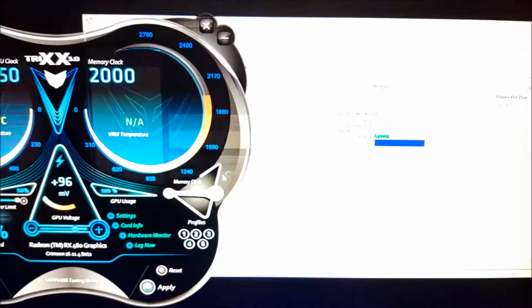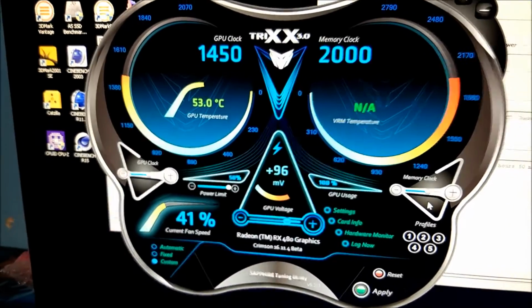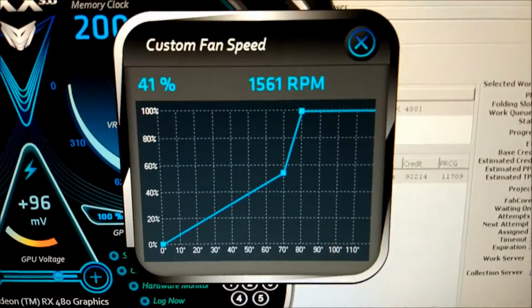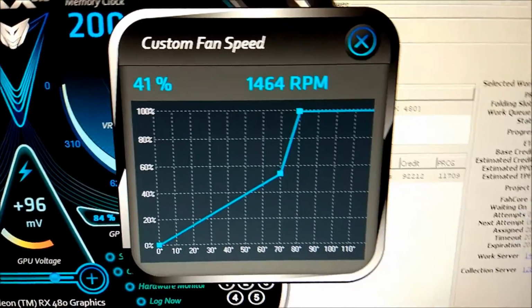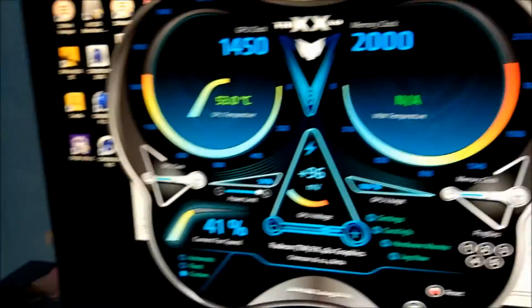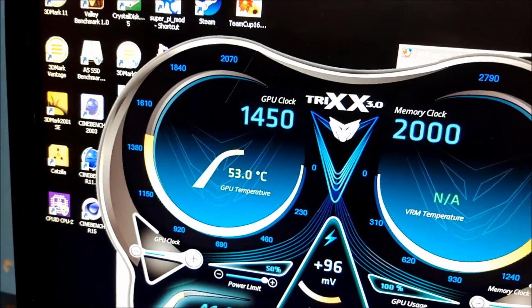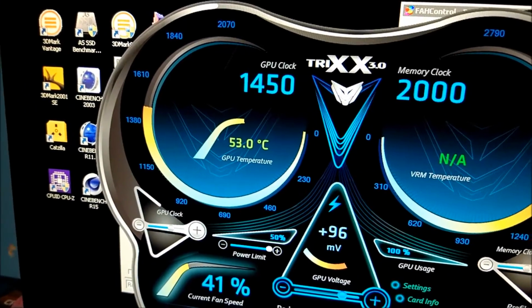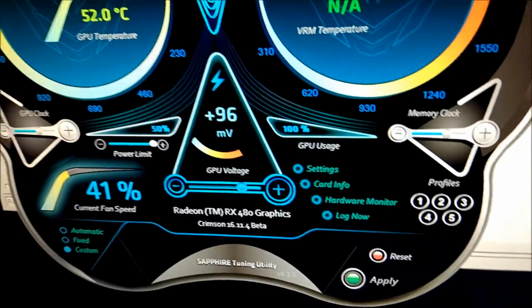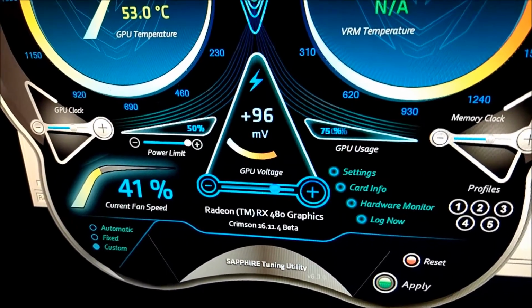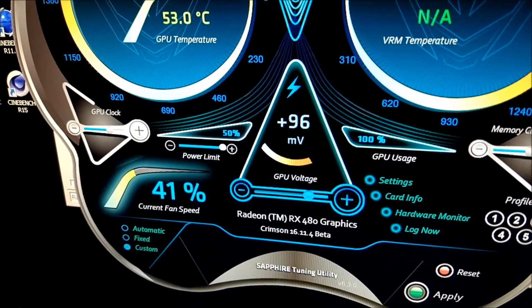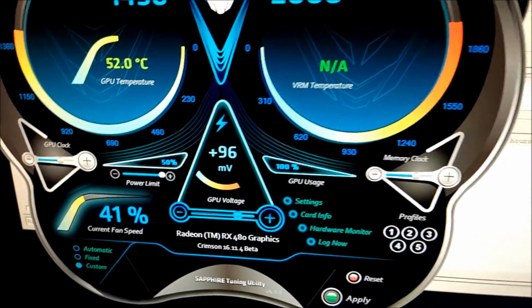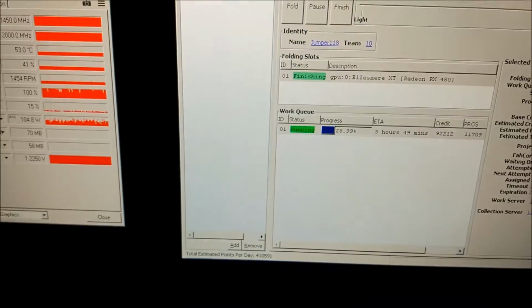And I'll let you see my settings and tricks that I've got set up here. So there it is. I've just got a custom fan profile done. Looks a bit like that, as you can see. And we're running at 1450 on the core, stock on the memory. As you can see, 53 degrees on the core temperature. And this is with nearly plus 100 millivolts and 50% extra on the power limit as well. And you can see the GPU usage is pretty much 100% all the time. Very impressive.